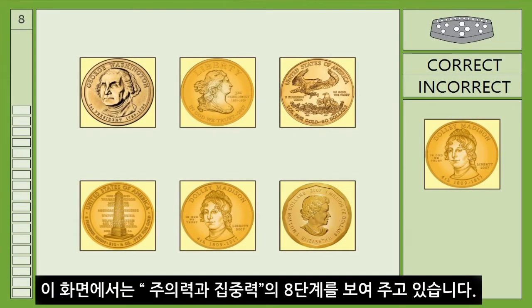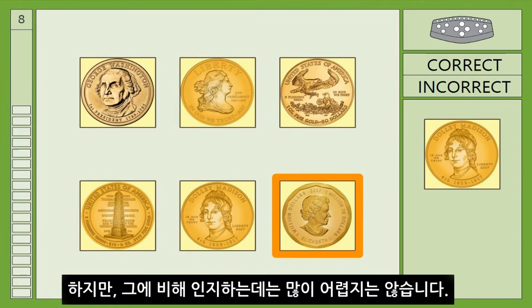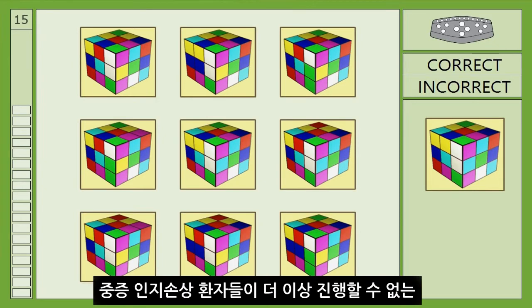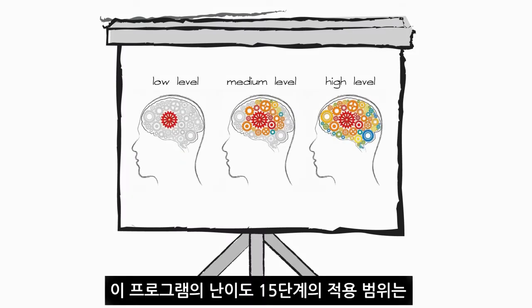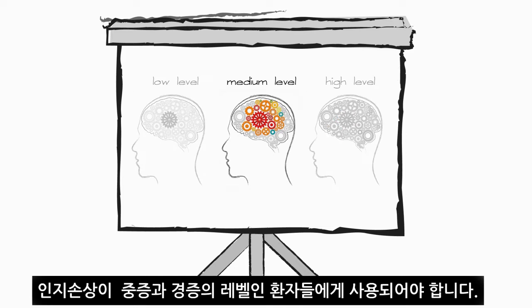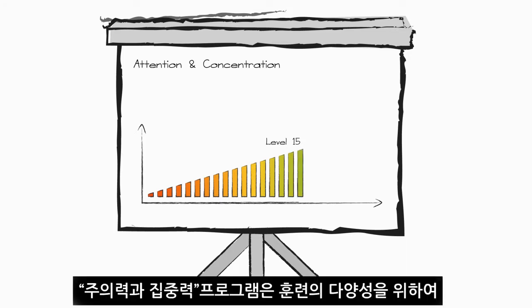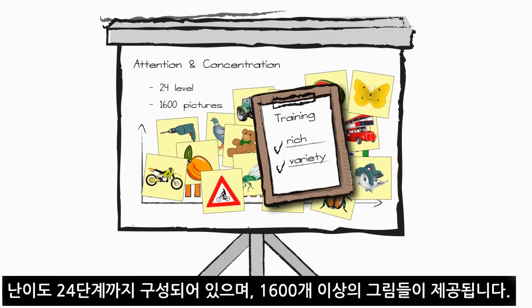This image shows attention and concentration in level 8. There are more pictures. They are closer in appearance, but still easy to recognize. On level 15, attention and concentration reaches a difficulty that patients with severe cognitive deficits can't handle anymore. In this range of difficulty, the therapy module should be used by patients with middle and mild cognitive deficits. Level 15 is not the end. The module Attention and Concentration can be used over 24 levels of difficulty, with more than 1,600 pictures provided to keep the training rich in variety.